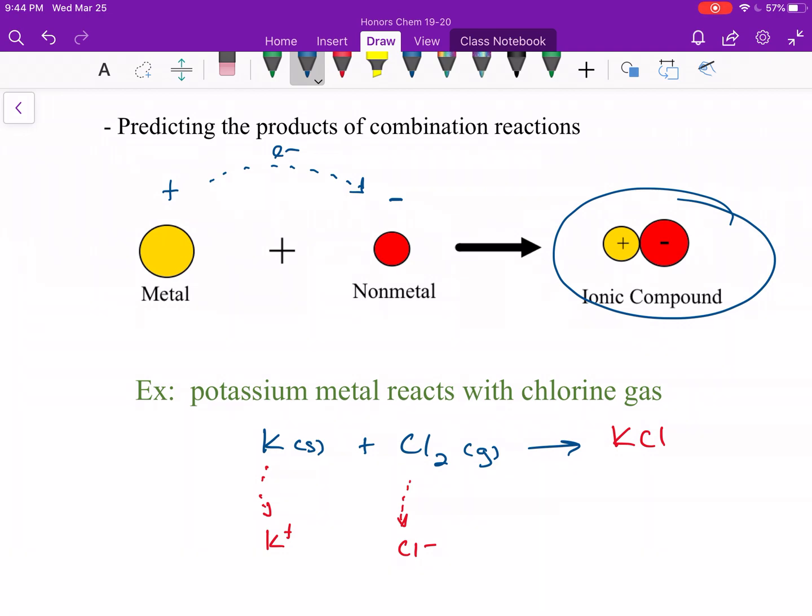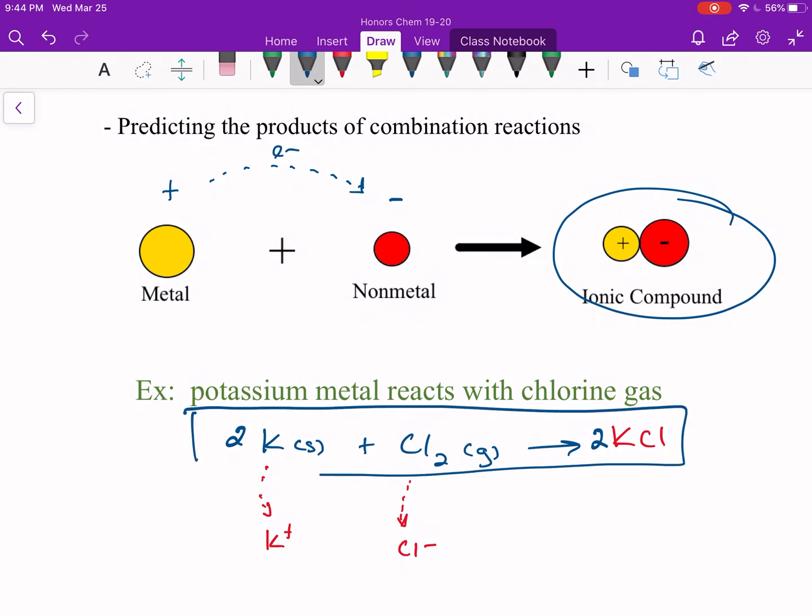And I would say, exactly, it's not balanced. So how do we balance? And then someone would shout out, hey, you need to put a 2 in front of the K, and we need to put a 2 in front of the KCl. So that's how we would balance. And then this right here would be our balanced equation predicting the product of KCl. So that's a combination reaction.